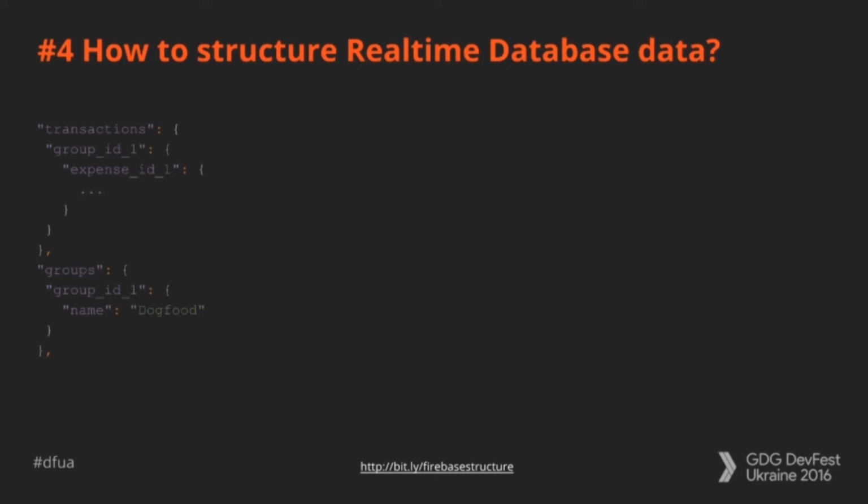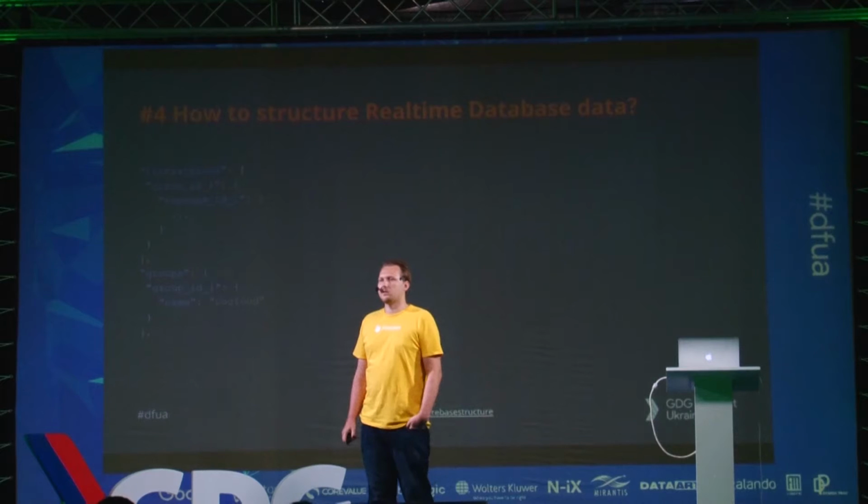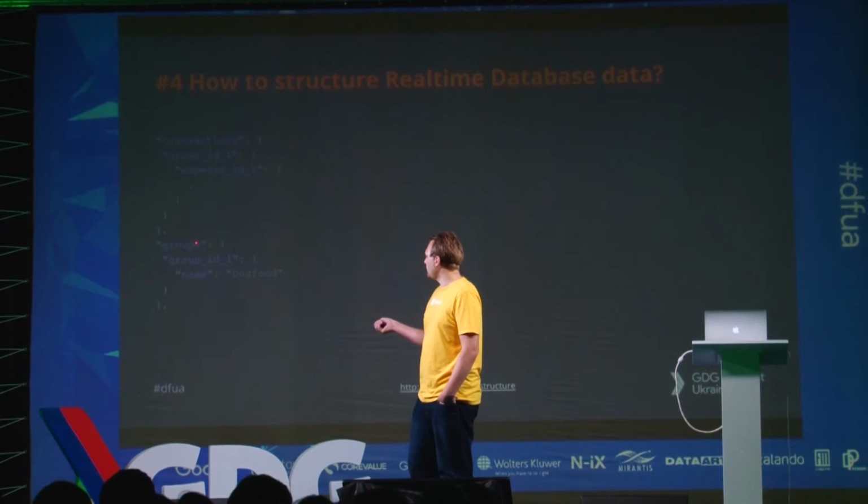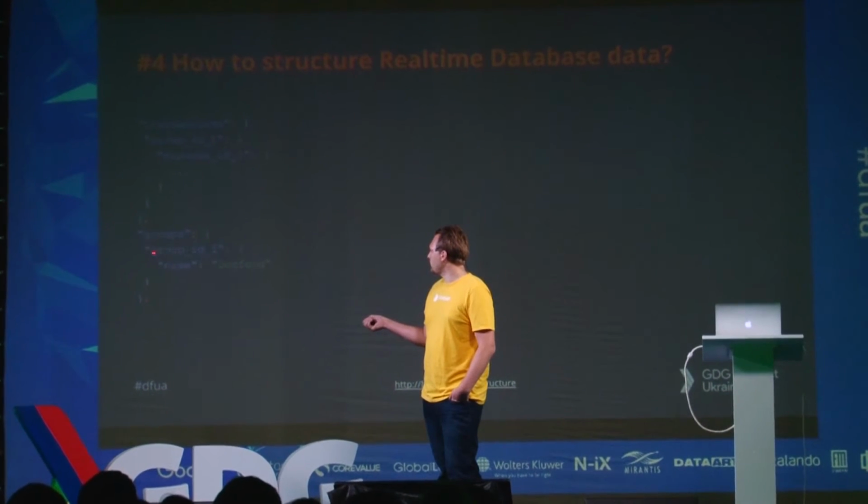So we have transactions here and groups. So that's our main tables in our app, transactions and groups. And you might have an idea. It's a JSON, so you can nest things. So somebody could say, hey, let's put the transactions and nest it into groups, like groups/group ID and transactions.